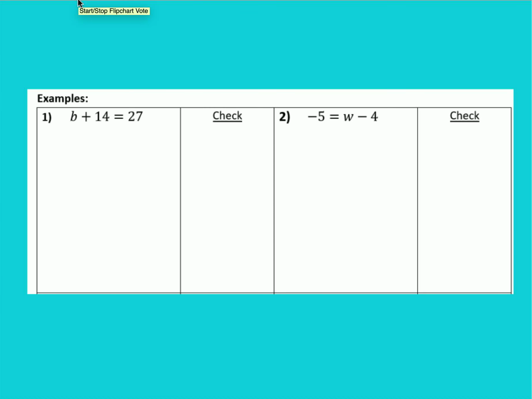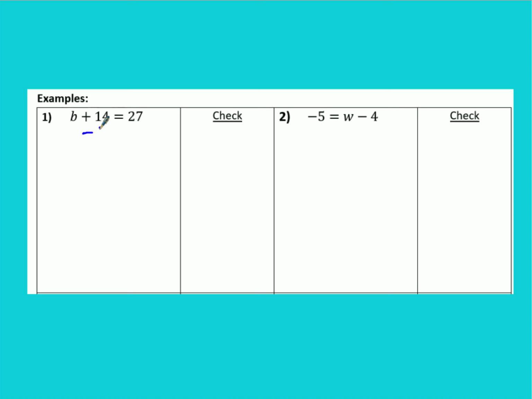So for our first example, we have b plus 14 equals 27. Remember, the goal is to isolate the variable, so we want to get this b, our variable, all by itself. So right now, what is happening to this variable? We're adding 14 to it, and it's supposed to equal 27. So I'm going to undo what I see here. So right now I'm adding 14.